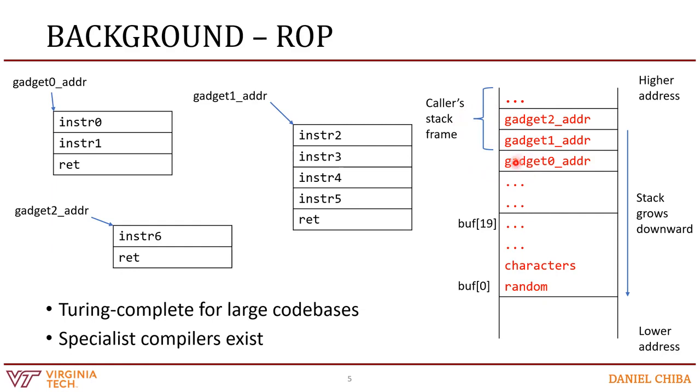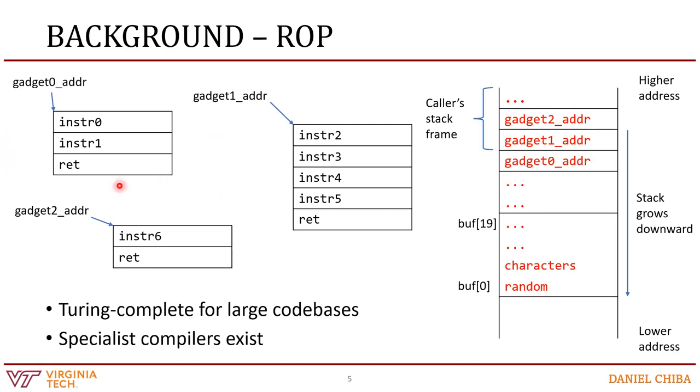Initially, the first address that's jumped to is, say, what we've called your gadget 0 address. Gadgets are essentially just small snippets of assembly code. These gadgets could be anywhere within the address space. It could be in the C library, it could be within the kernel.